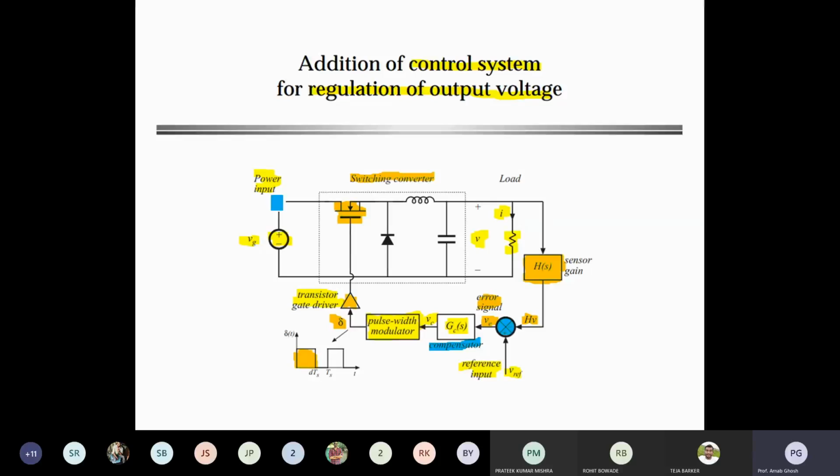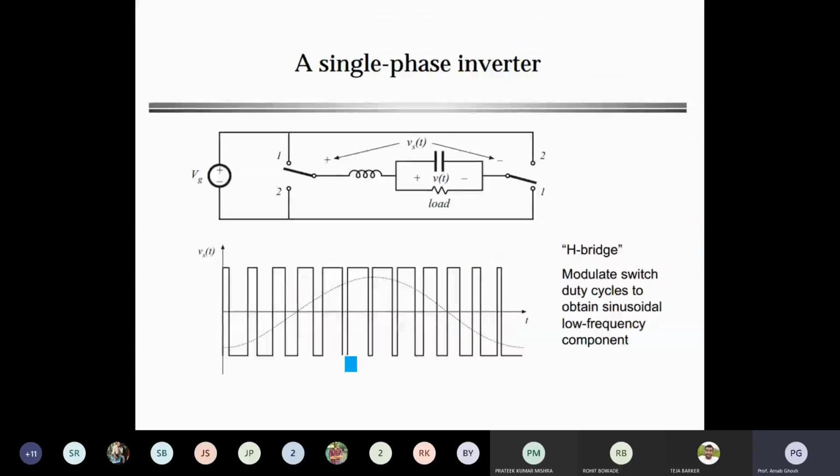So for any kind of changes on the power input side or the load side, the entire system will be regulated as per your rated value, and you will maintain the voltage. That voltage will be maintained by the regulation. I think all of you are able to understand the regulation of the output voltage and the effect of the control system. Now the single phase inverter.